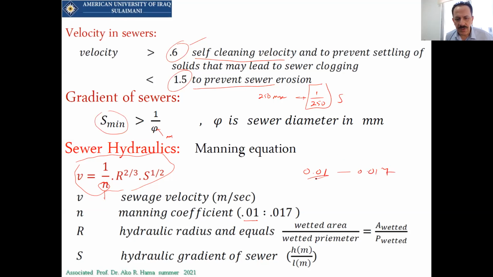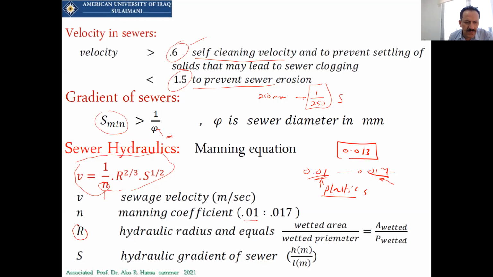We usually use this one for plastics. And for concrete we have 0.013, and it will depend on how rough the surface of the material is. So for concrete, we are using 0.013. For new plastic, we are using 0.01, and so on.